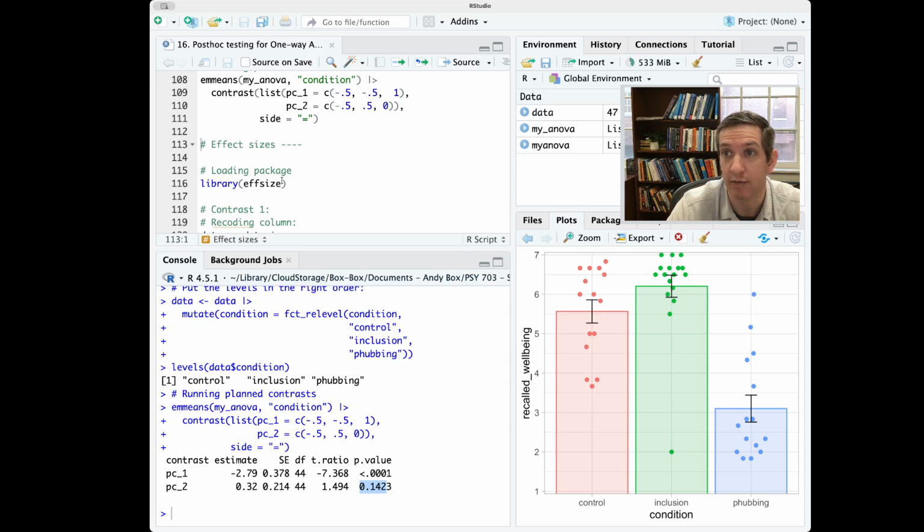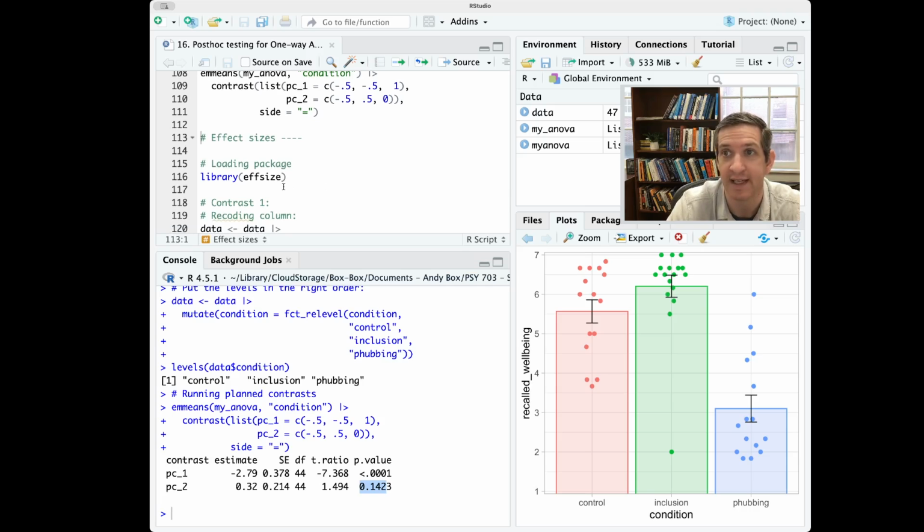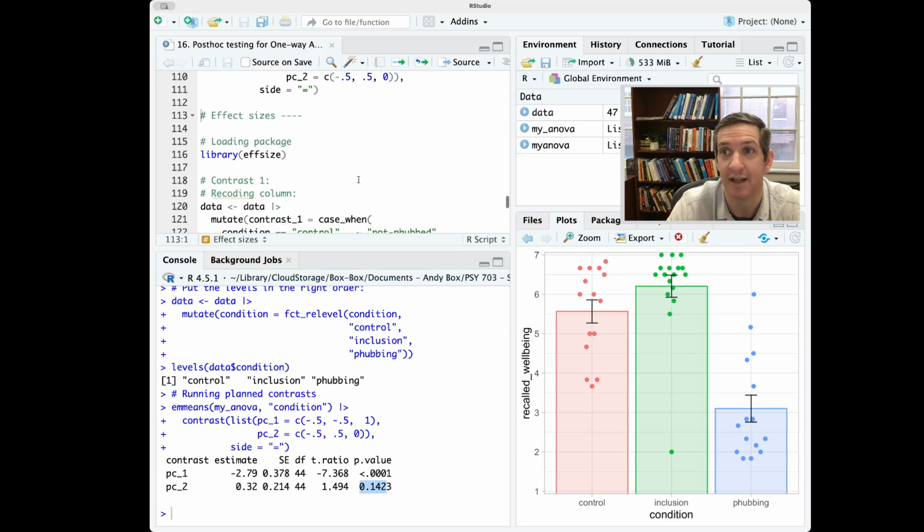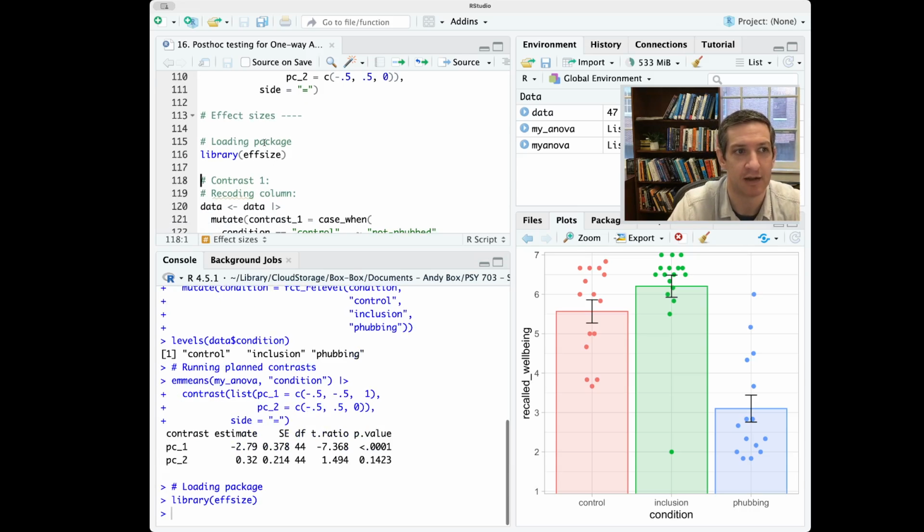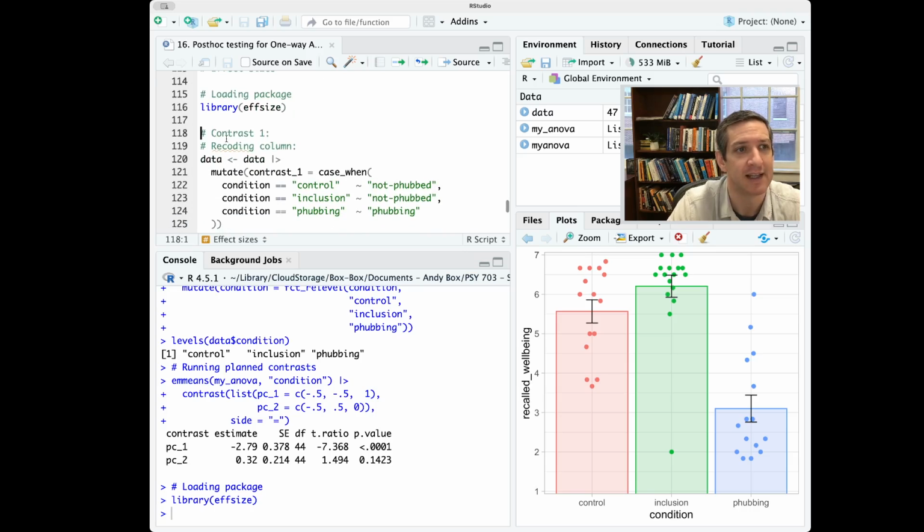Now, you already know from earlier with t-tests, when you're comparing two groups, you'd use Cohen's d, and we use the effectsize package to produce Cohen's d. But here, because we're looking at these specific clusters of means, we need to do a little bit of recoding of the data to tell it which particular clusters of means we want to compare to which others. So let's load up the effectsize package, and let's start by computing Cohen's d for this first contrast, the pooled mean of the control and inclusion group compared to the fubbing group.